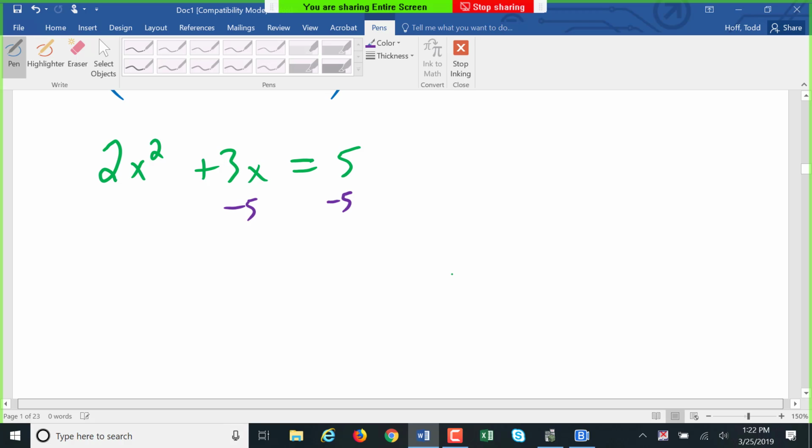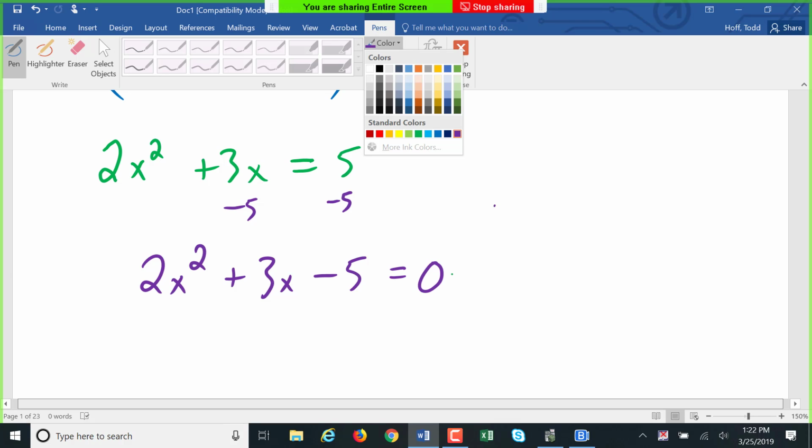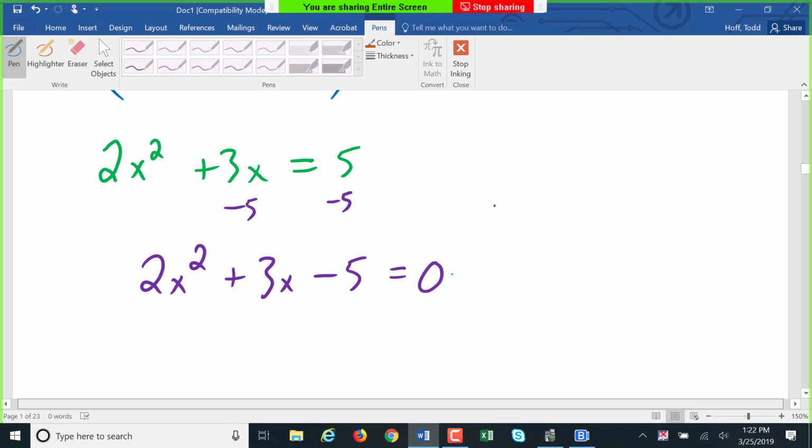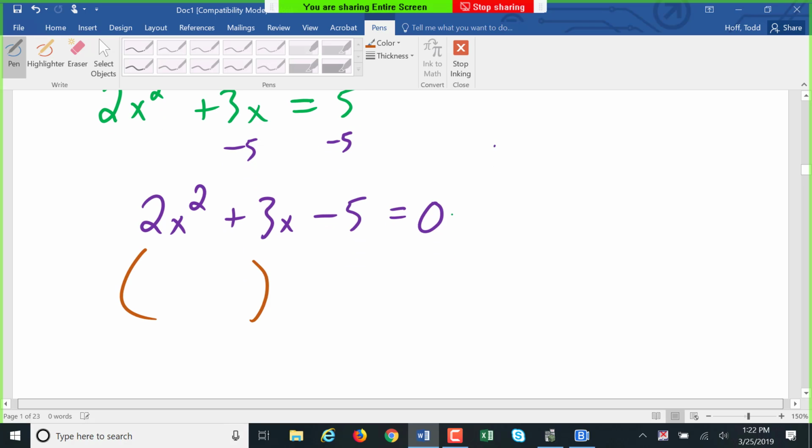We subtract 5 to make it equal 0. So we got 12x squared plus 3x minus 5 equals 0. And then, does this factor? What do we get? Two x plus 5 and x minus 1.